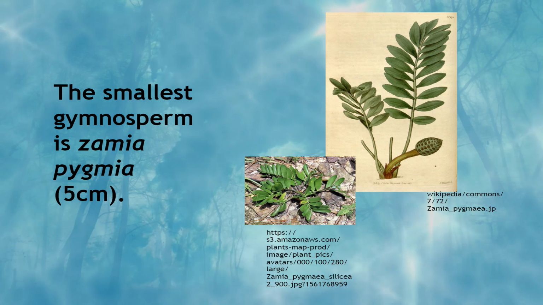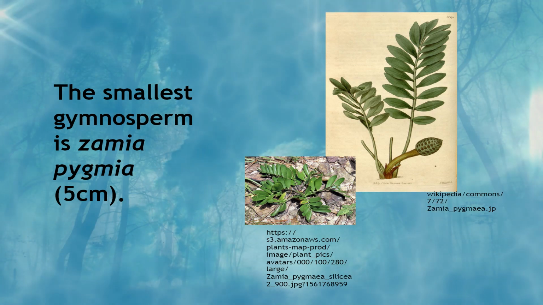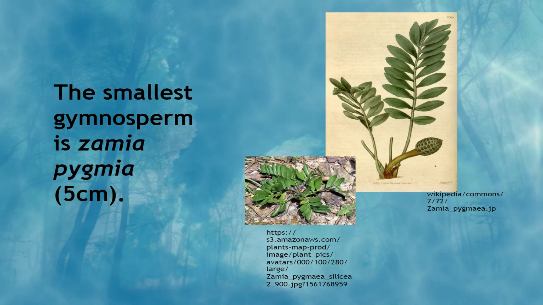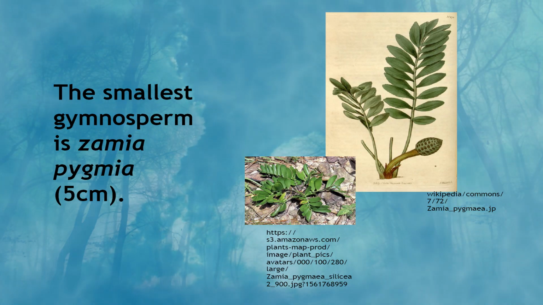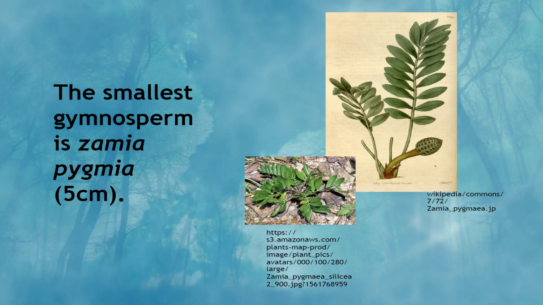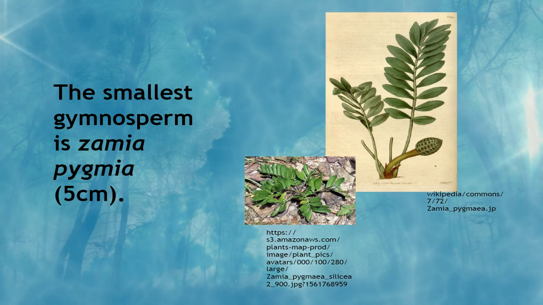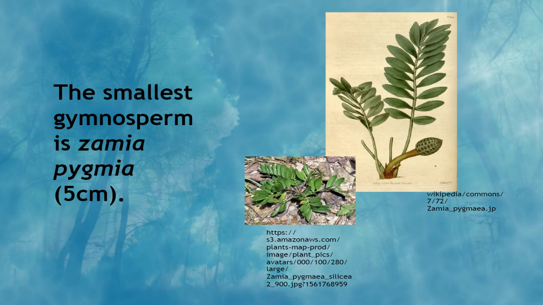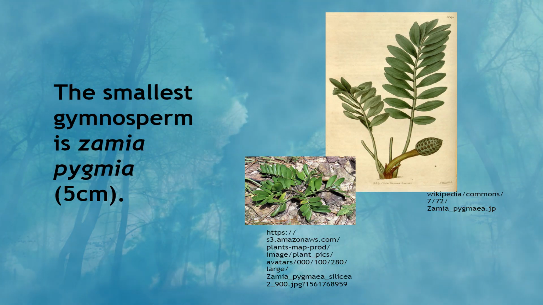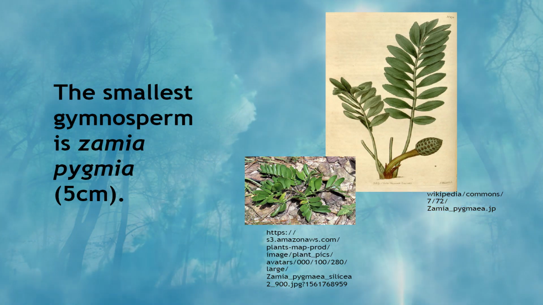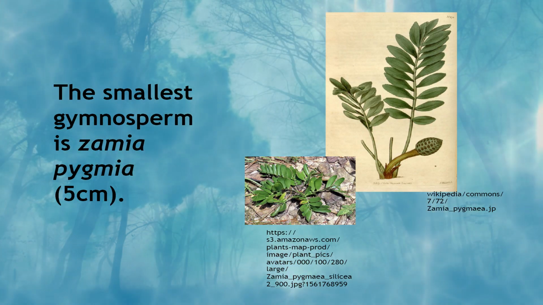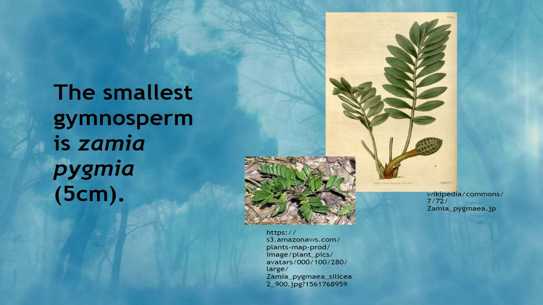The smallest Gymnosperm is known as Zamia pygmaea, and it is just 5 centimeters tall. So you can see that from the giant redwood and giant sequoia to a very small Gymnosperm, there is a wide range of tallness and smallness in Gymnosperms.